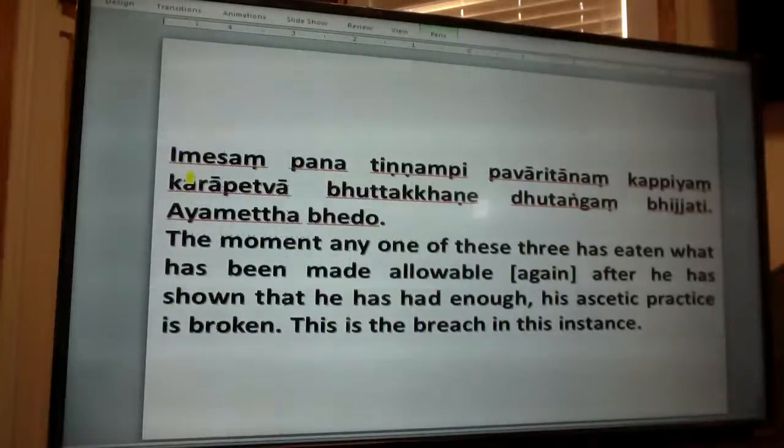What is a bridge? The 3%. Varidana means I already have to do with the regulation. Kapiyan is suitable, to make it suitable. Karapitwa is the doing. Bodhakani means eating.